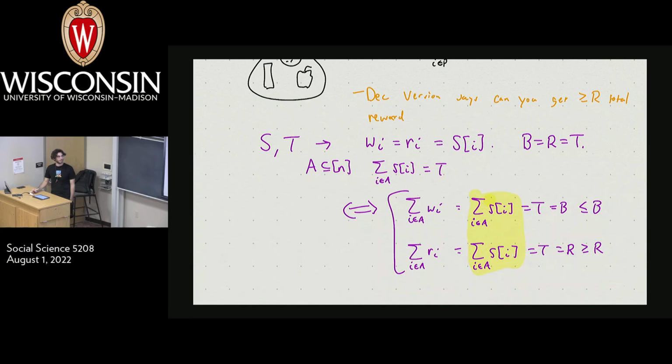It's a good point. To prove the converse, well, what if the weights was strictly less than B, but the rewards were strictly greater than R? So you can't conclude the sum's equal to t. But that's impossible because those are exactly the same sum. So if one of them is smaller than B, which is t, and the other one's strictly greater than, well, then those sums aren't equal. That was a contradiction.